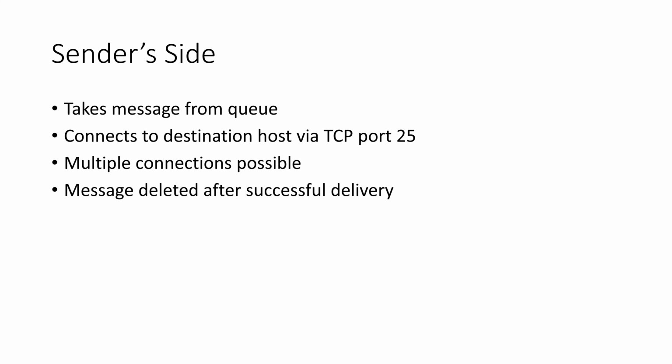The SMTP sender program on the server picks the message from its queue and opens a TCP connection on port 25 to the target SMTP server. And if there are multiple messages for the same destination, it might use a single connection to send them. Once the message reaches its destination successfully and the server confirms, the message is deleted from the sending queue. This process helps maintain server efficiency and ensures no redundant copies are left behind.